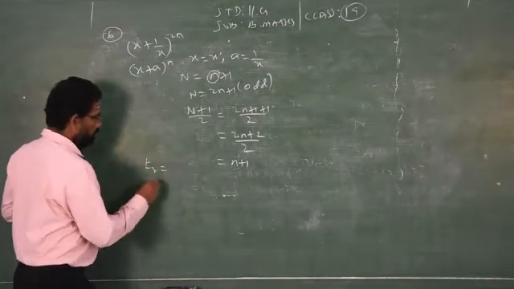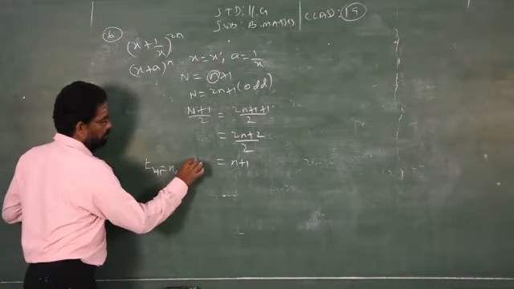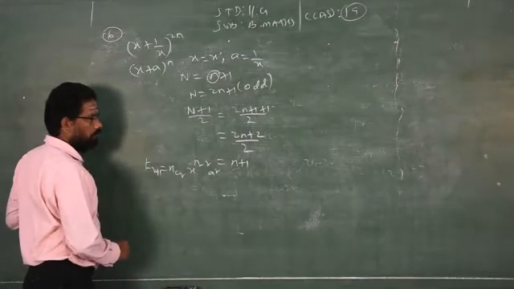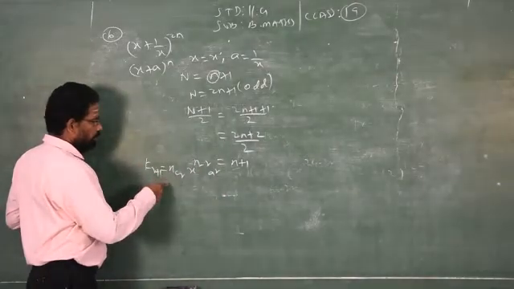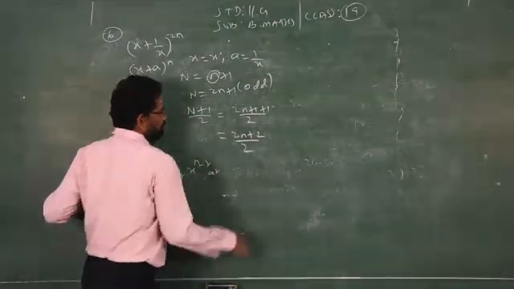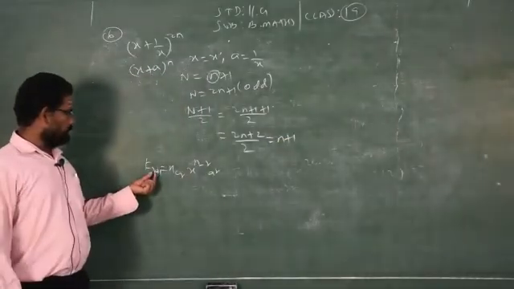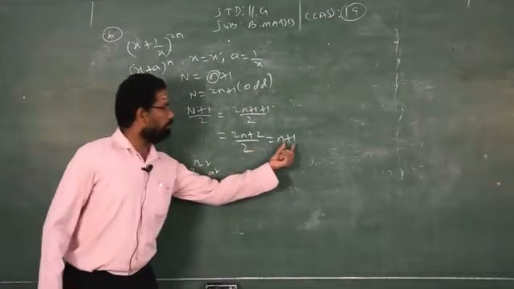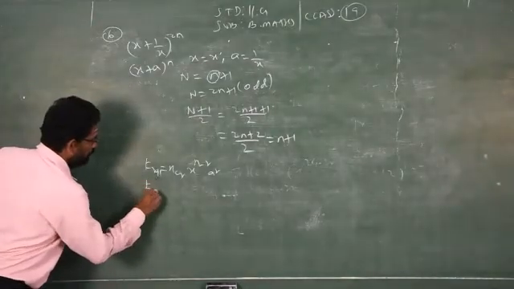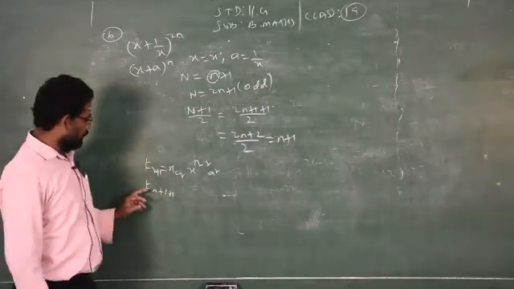T(r+1) is equal to nCr x power (n minus r) a power r. This is the general formula. Clear? In the general formula, if you replace r by n plus 1, I need only the (n + 1)th term. If I am replacing r by n plus 1, then I get n plus 1 plus 1, that is n plus 2. I will get T(n+2).